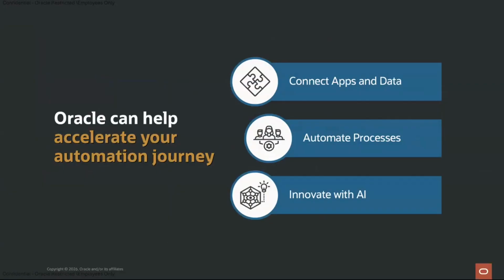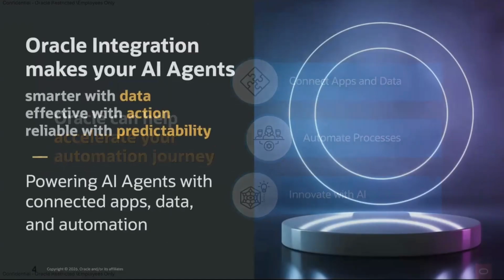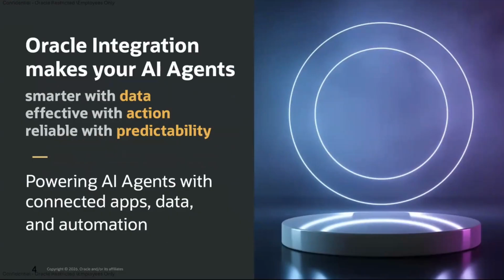So, as far as our core mission for our integration team, it is really to deliver on three fundamentals. These fundamentals are helping our customers connect applications and data to ground decisions, automating processes to turn intent into action, and helping our customers innovate to adapt and also adopt emerging technologies. And so, building on those fundamentals, Oracle Integration supports agents in three practical ways. The first is that we make agents smarter with data, and by that, all we really mean is that we help you ground them in governed enterprise context.